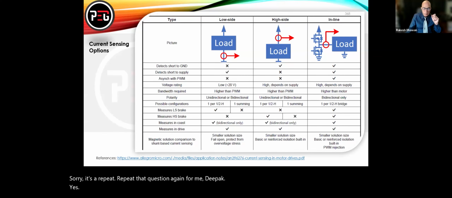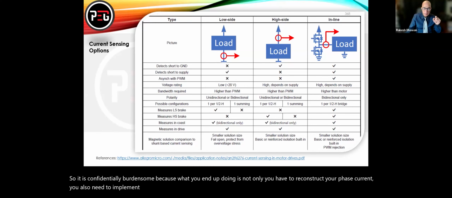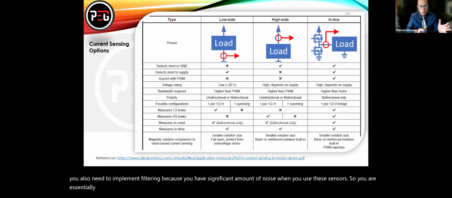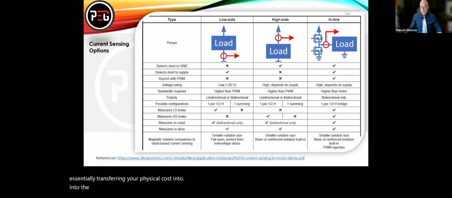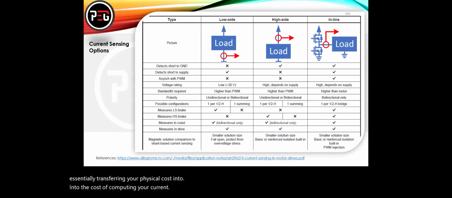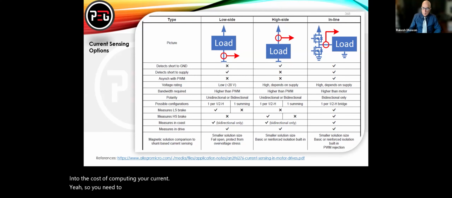It is computationally burdensome because what you end up doing is not only reconstructing your phase current, you also need to implement filtering because you have a significant amount of noise when you use these sensors. So you are essentially transferring your physical cost into the cost of computing your current, of the microcontroller. So I would prefer to have a DSP. I can't do that on an 8-bit microcontroller. It's going to be painful on the 8-bit micro.